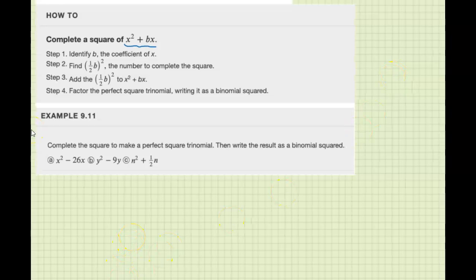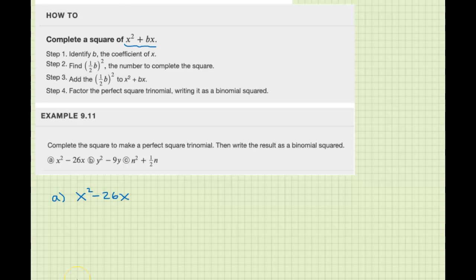So in the first example, we're just going to complete the square. They're not equations. We're just practicing the method. It's like, how do we identify the b, divide it by 2, square it, and put that number at the end. When we solve equations, then we need to do the same thing to both sides of the equation. Okay, so part A, we have x squared minus 26x.